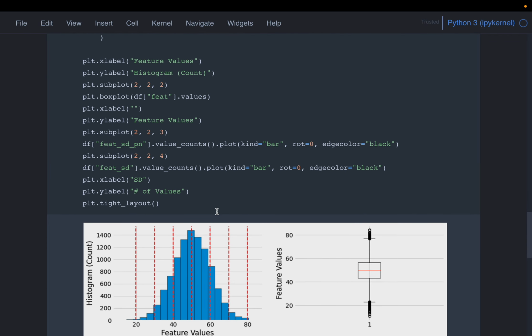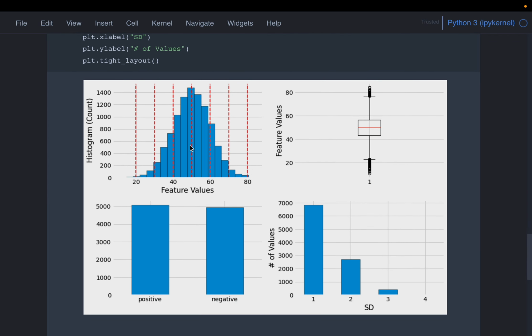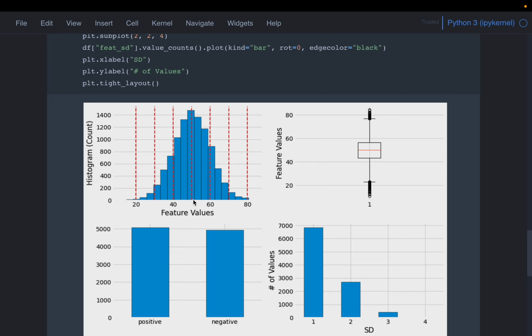Here we are generating some images. This is our actual distribution. As we expect, the majority of the values are around 50 and the standard deviation is around 10. The middle one represents the mean, and this one represents 1 sigma distance, 2 sigma and 3 sigma. Similarly on the right hand side, this one represents 1 sigma, this one 2, and this one 3 sigma.